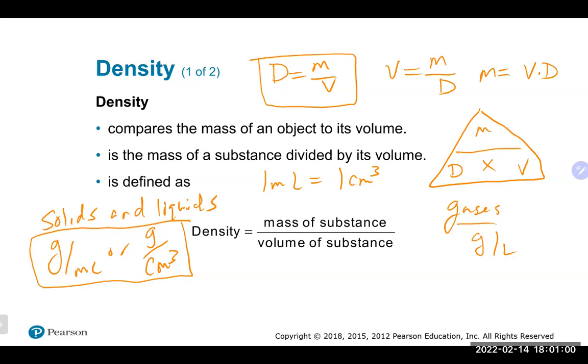And the value of density, the number that you get, always stays with the grams part, and it's always per 1 milliliter or 1 cubic centimeter. So if you ever calculate the density of something, the number stays with the grams part of it. Any questions on that?